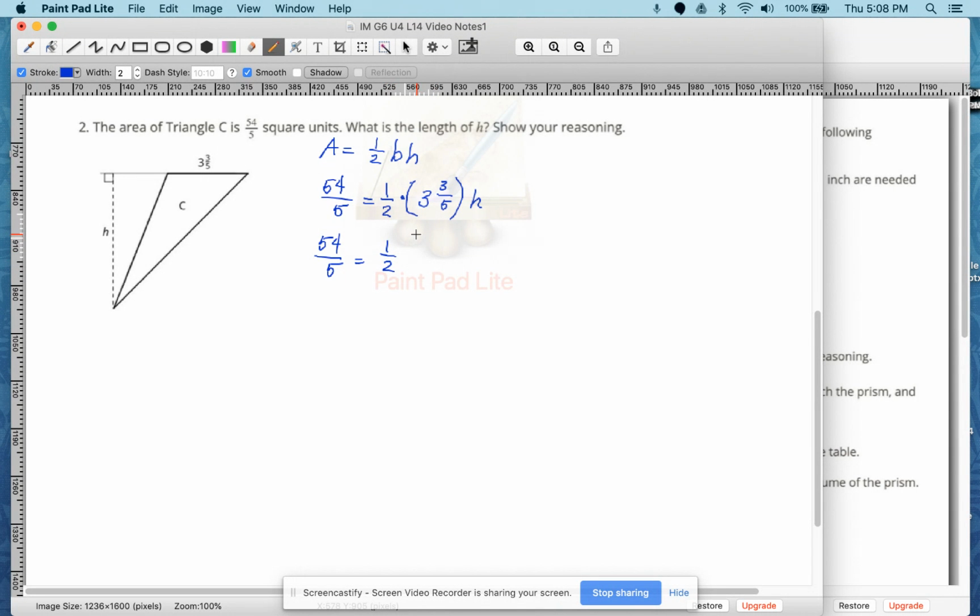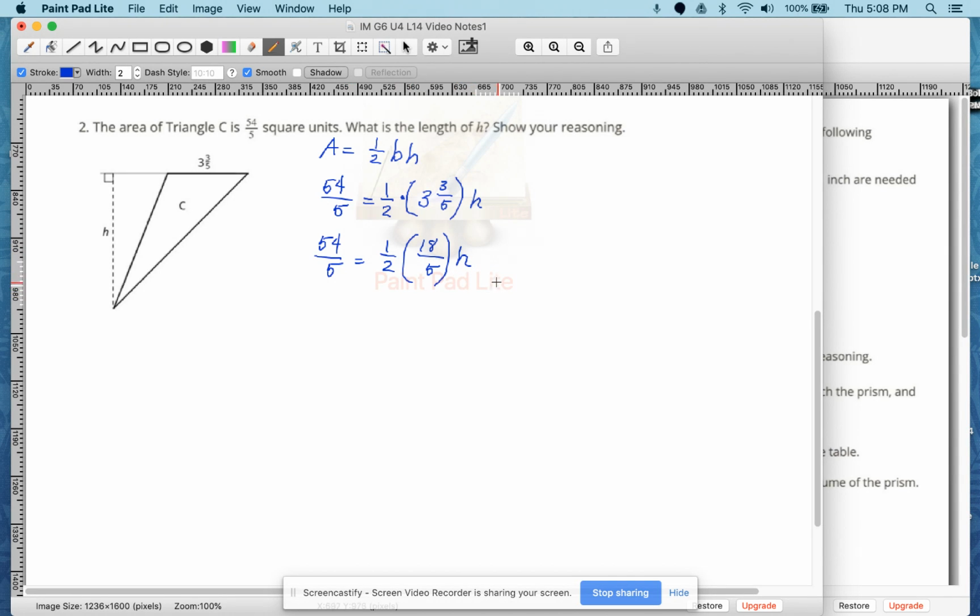And instead of that 3 and 3/5, I'm going to have to change that into an improper fraction. 5 times 3 is 15. 15 plus 3 is 18. I keep that over 5 because that's our denominator. And then we bring down the h.